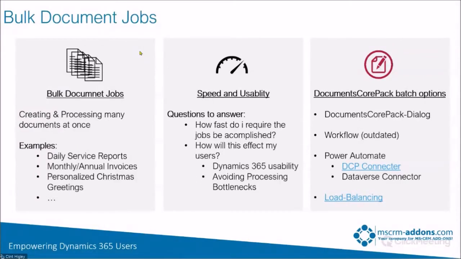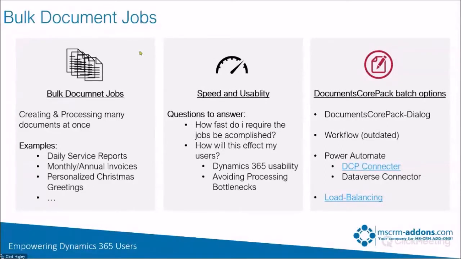on those. So some of the questions that we need to answer as we're doing this is, how fast do I require the jobs to be accomplished? How quickly can I get that done? And also, a lot of times, one of the biggest questions is, how is this going to affect my users? We're talking Dynamics 365 usability, and avoiding processing bottlenecks, right? Because you don't want to be doing this and slow the whole system down to where your users can't use it. So those are some of the questions we're going to try to be answering today.